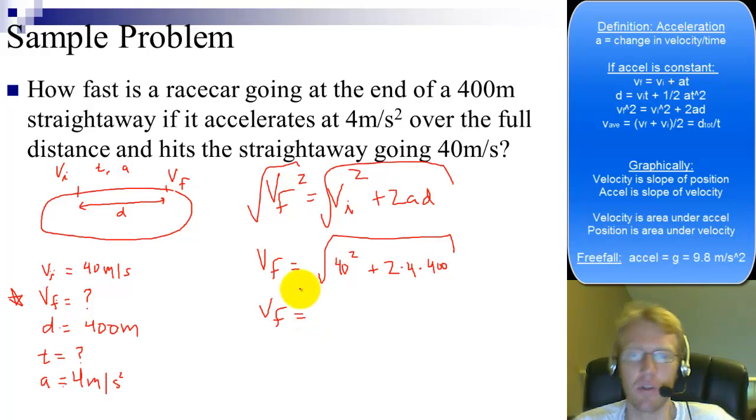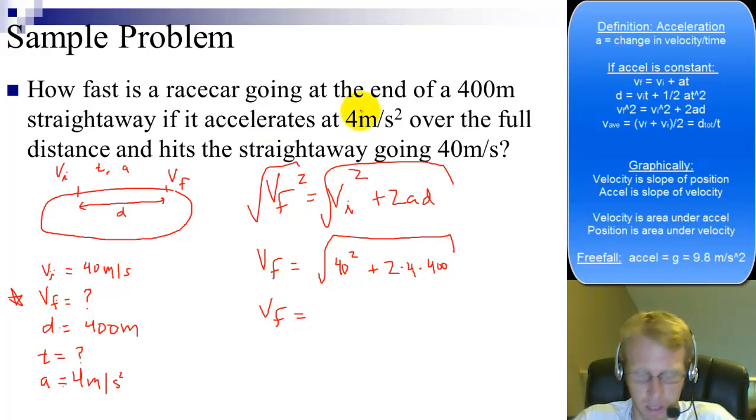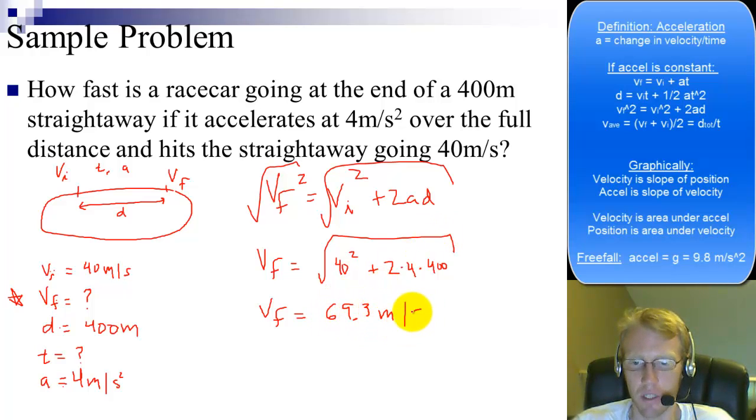And using common sense, we know the answer has to be more than 40 because the car is speeding up. So let's see what the final velocity is. 40 squared plus 8 times 400, okay, and then take the square root. I get 69.3 meters per second as the final velocity.